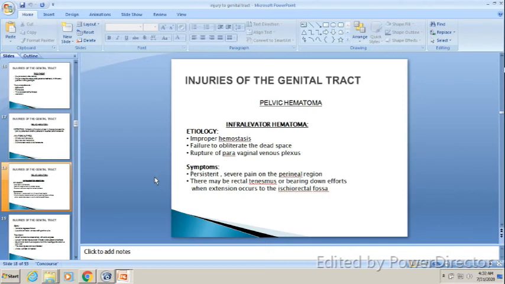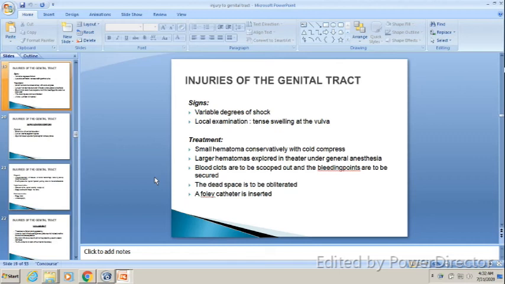What are the causes for infra and supralevator hematoma? Infralevator hematoma is caused by improper hemostasis, failure to obliterate the dead space during episiotomy, repair of perineal tear, or rupture of the paravaginal venous plexus. Symptom: persistent severe pain in the perineal region. There may be rectal tenesmus or bearing down effort when extension occurs to the ischiorectal fossa.